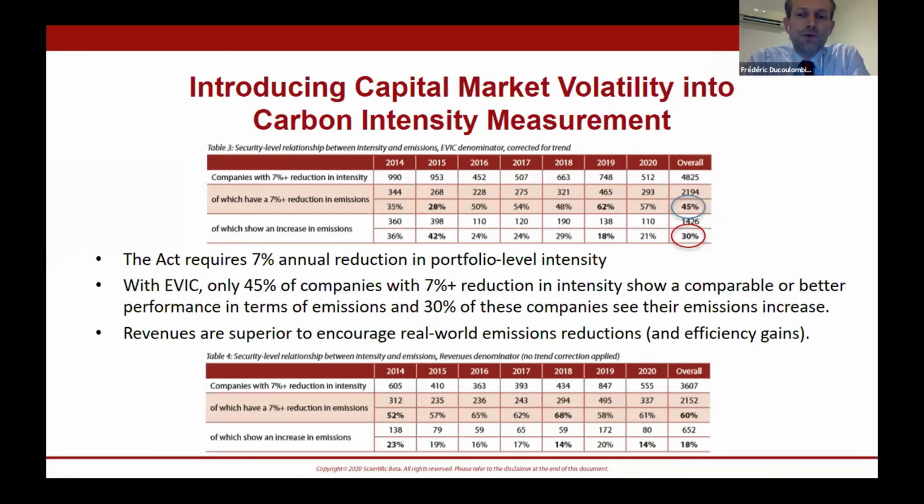If you look at the figures for revenue, 60% of those companies that have intensity reduced by 7% or more also have emissions that are reduced by 7% or more, and only 18% of the companies with 7% or more reduction in intensity have emissions that increase. So it's a much better picture, and you should also remember that with carbon intensity measured relative to revenues, you can make a satisfying case that the efficiency of the company, the efficiency of the process, has increased. You have generated more revenues with the same amount of carbon. It's much harder to make the same case if you're using a financial variable like enterprise value.